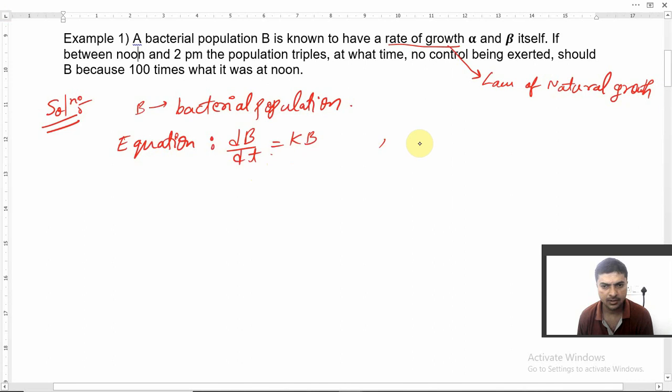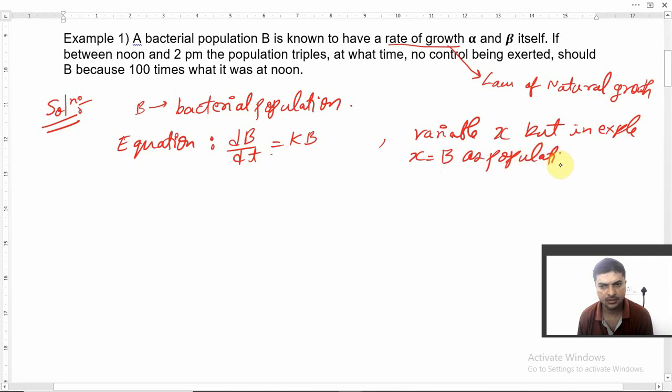Here you can see the variable in the formula is given as x, but in this example, instead of x, we are going to take this variable as b, as population. This is the reason why we have taken the b. Is it clear, students? Okay, so we have taken the solution.